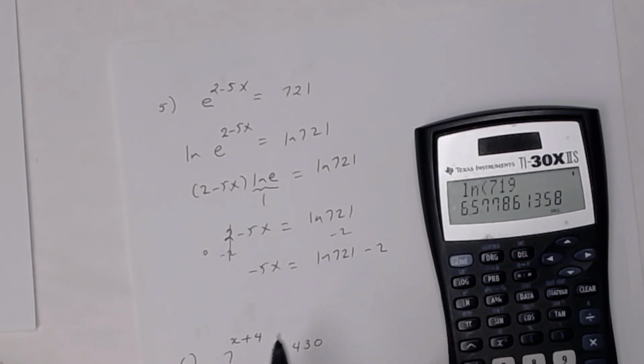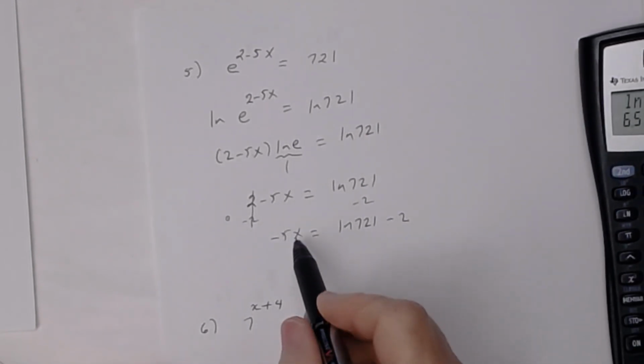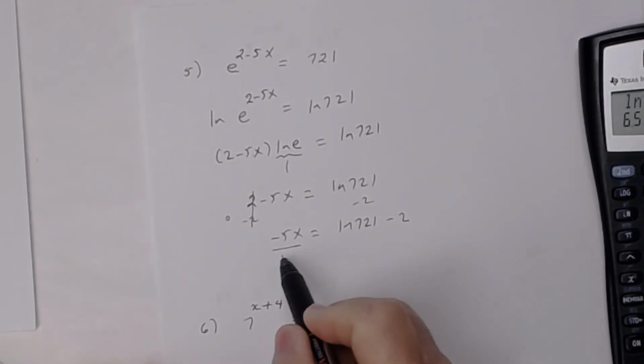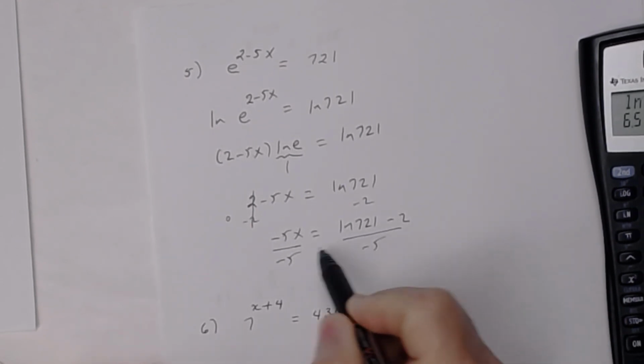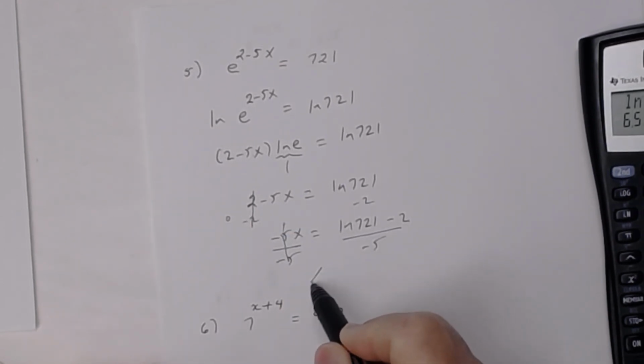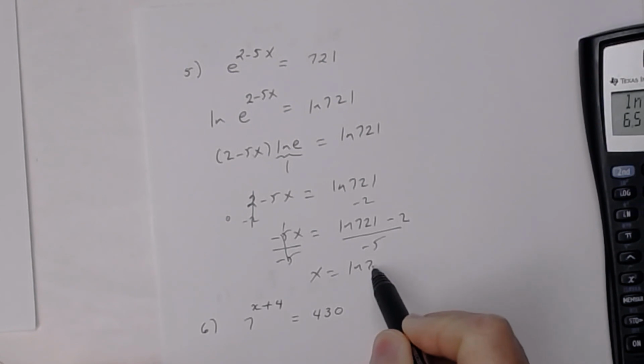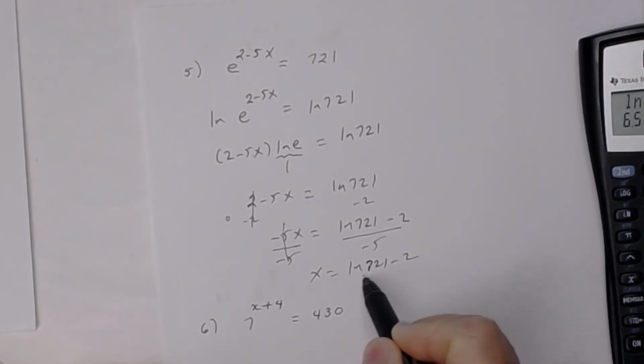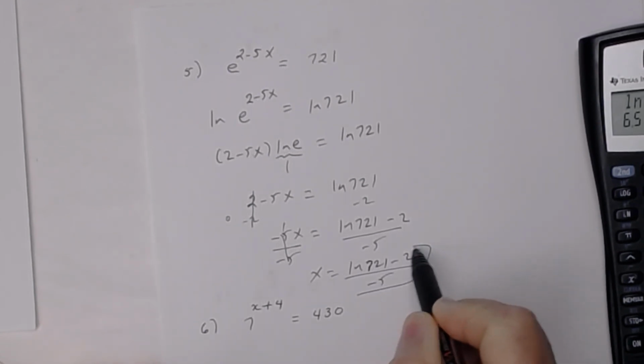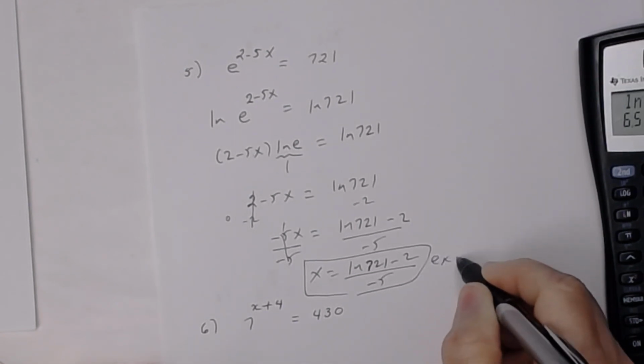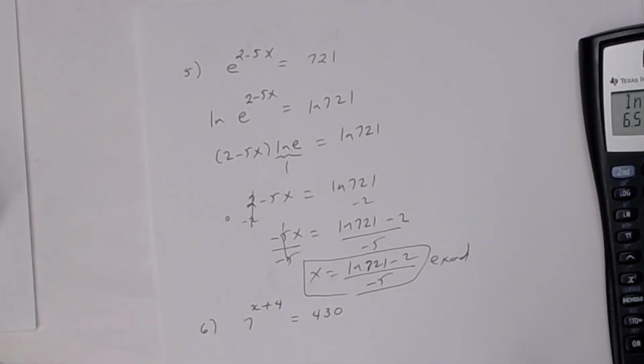Leave it like this. And then to get x by itself, you're going to divide both sides by negative 5, and you're done. That's it. There's your exact answer. x equals the natural log of 721 minus 2 divided by negative 5. There's your exact answer. All right? Not difficult at all. Not difficult at all.